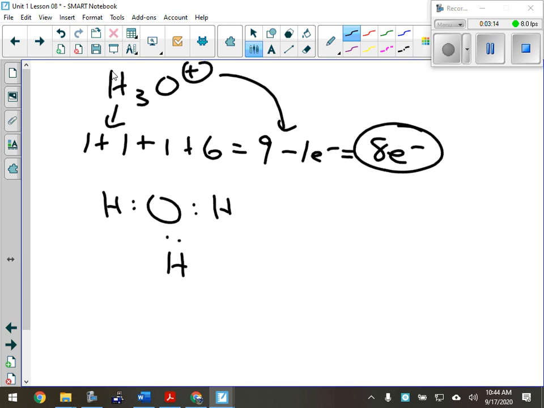Yes, and I have 6 used so far. Here comes 7, 8. Is the middle atom happy? Is oxygen good? Got 8? Yep, so we're good. We're going to put brackets around here, though, and a 1+ charge, because if we just drew H3O, I'll show you that.